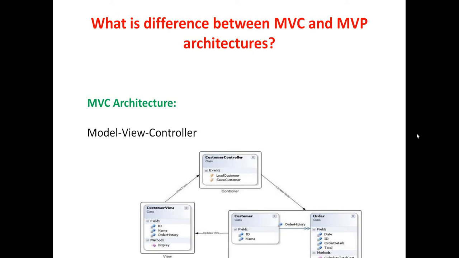MVC means model view controller. In this we have a model object, a view object, and a controller. The controller is the one that handles communication between view and model objects. So the user will send an event through the view, like clicking a button. That event will go to the controller. The controller will send a request to the model. The model will modify itself and then send the update to the view. So that is how it happens in model view controller.